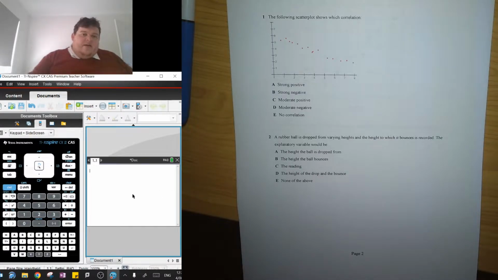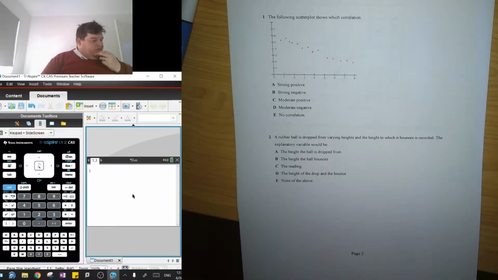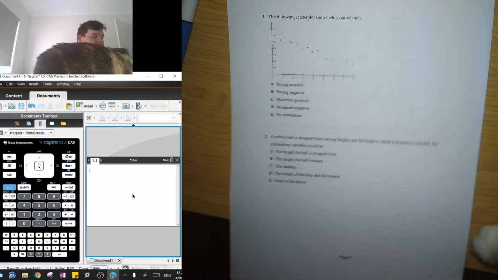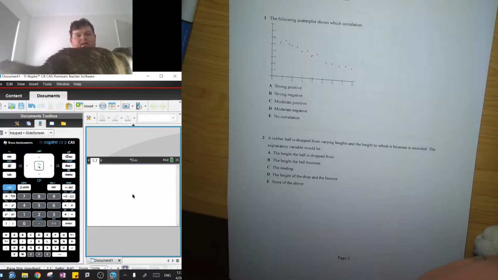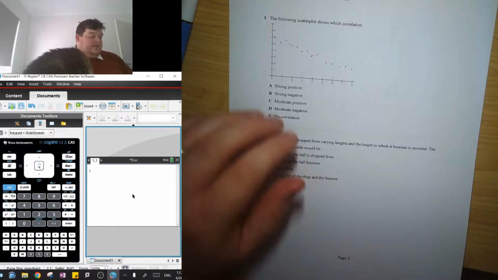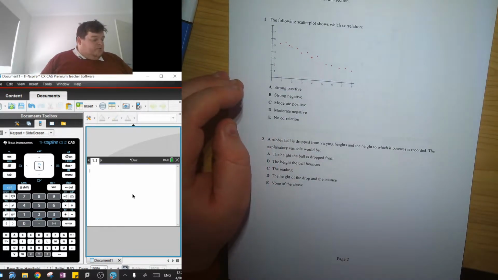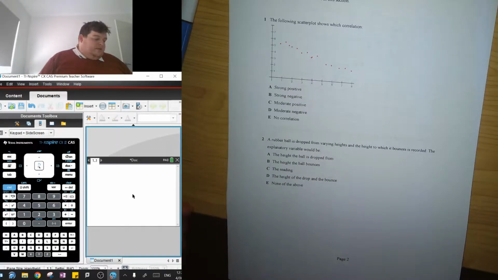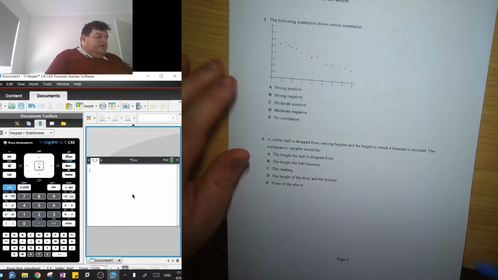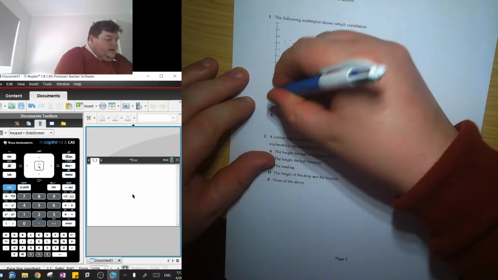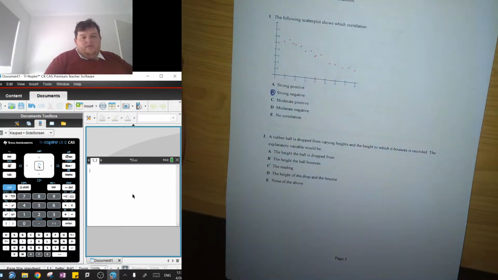Okay, so we start with our multiple choice section, and we're looking at a scatter plot, and it shows what type of correlation. It's obviously a negative because we can see that there's an ongoing decline in the general trend there, and I would argue that it's pretty strong, purely because the points are quite clumped together. So I would be choosing a strong negative correlation for that question.